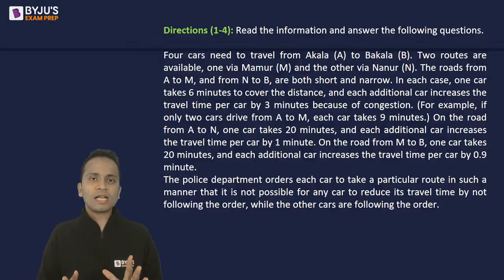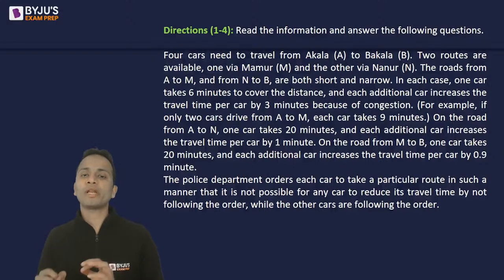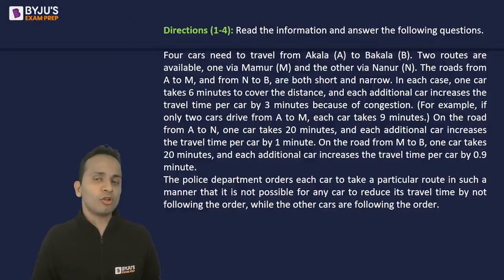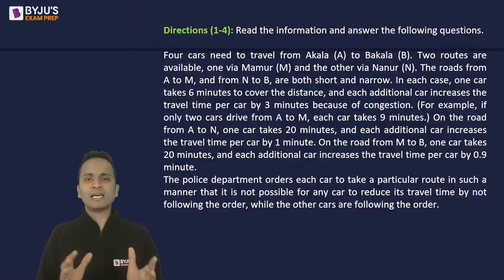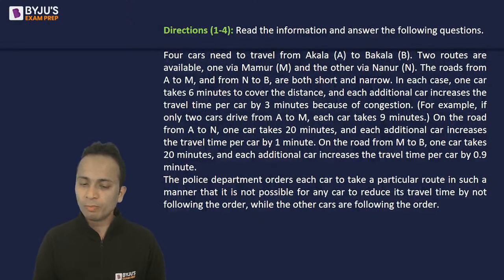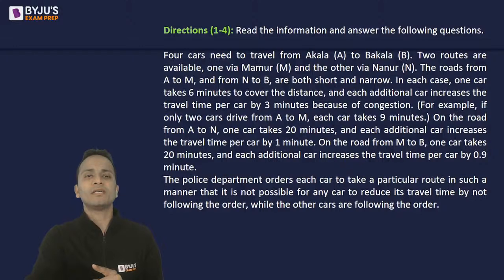So no car can reduce the travel time by not following the orders given by the police department, while the other cars are already following the order. This is very important, and this statement will prove to be very handy in solving the third and fourth question. In the first and second question it won't make much difference, but in the third and fourth question, this particular statement will prove very helpful. Now we understand what is being done here. I will be drawing the diagram.